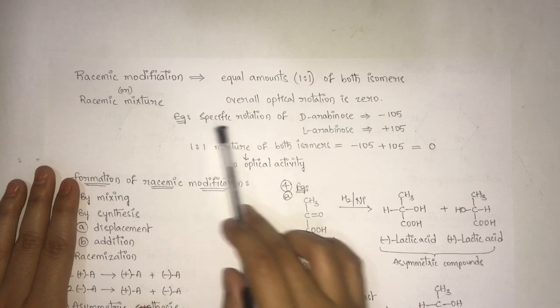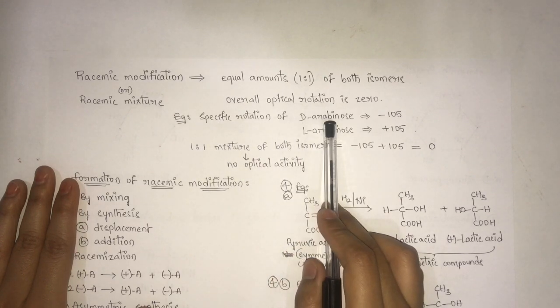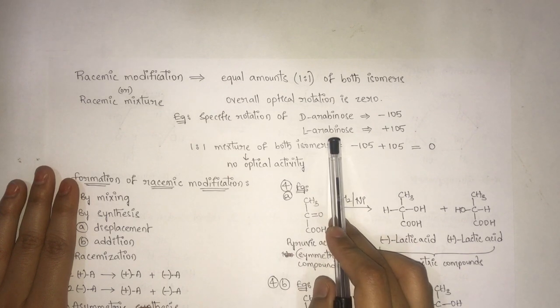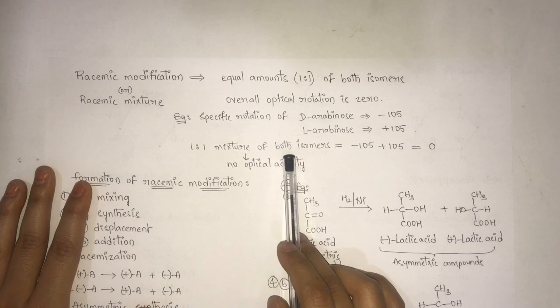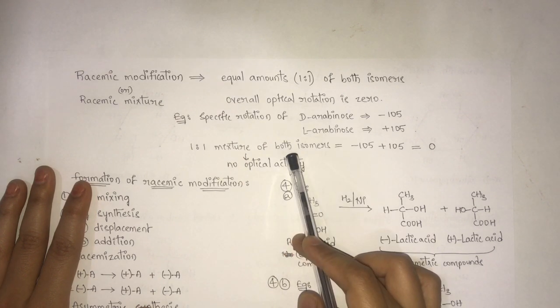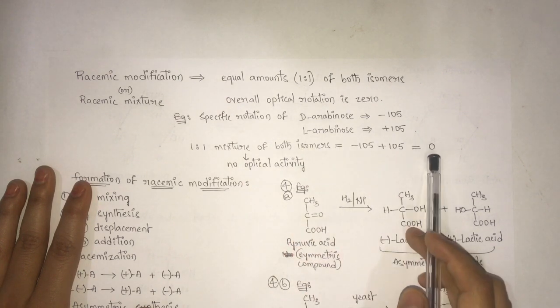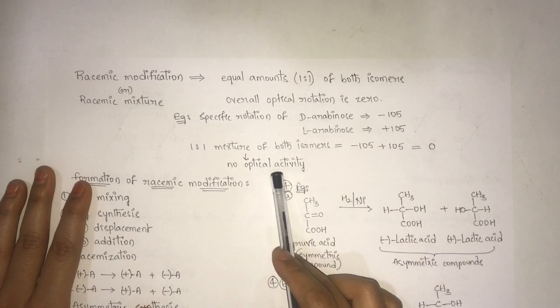For example, the specific rotation of D-arabinose is minus 105 degrees, whereas L-arabinose is plus 105 degrees. If you are taking a 1:1 mixture of both isomers, then we will get 0 as specific rotation, where there will be no optical activity for this racemic mixture.